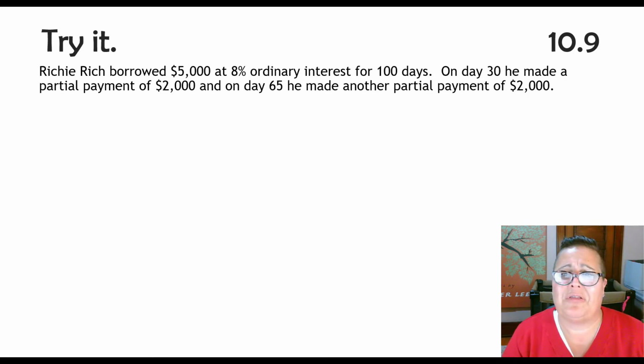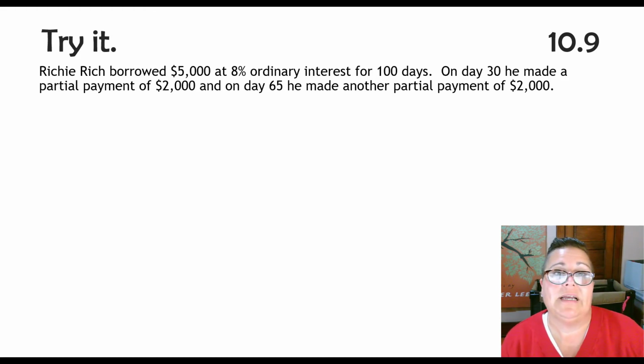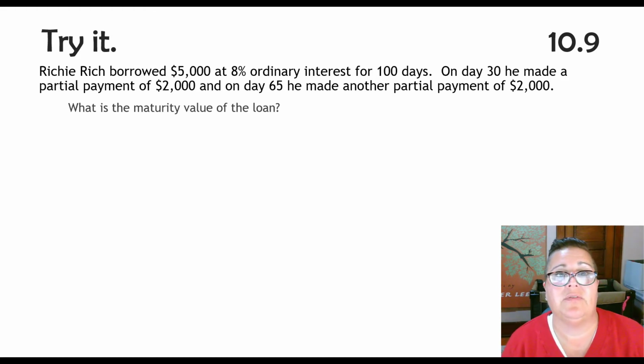Third example, I guess it's the third example. Richie Rich borrowed $5,000 at 8% ordinary interest for 100 days. On day 30, he makes a partial payment of $2,000, and on day 65, he makes another partial payment of $2,000. All right. Same process. What's the maturity value of the loan?